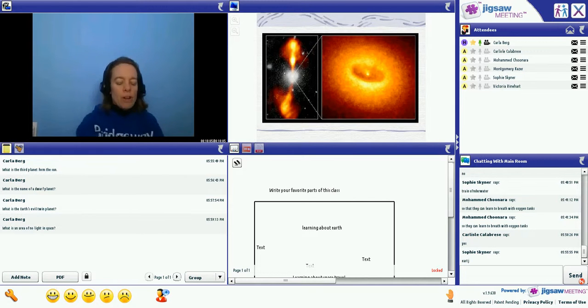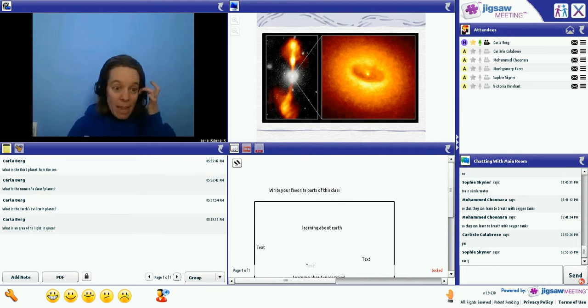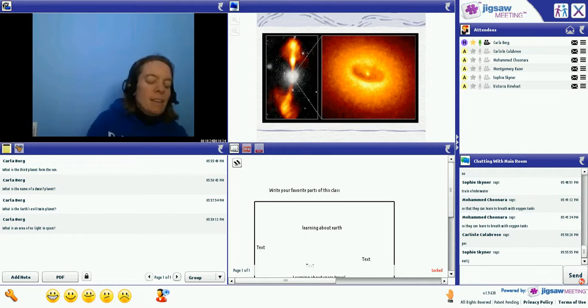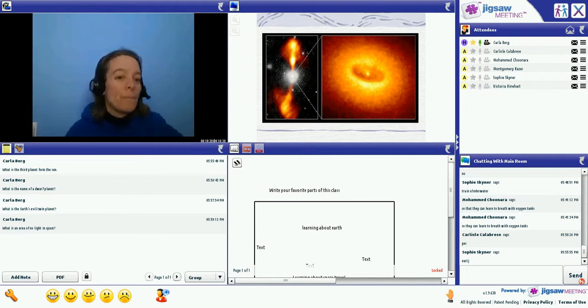What is an area of no light in space? What is an area of no light in space called? Hint, we did this today. An area of no light. Perfect. I see some right answers coming up. Good job. The correct answer is a black hole.